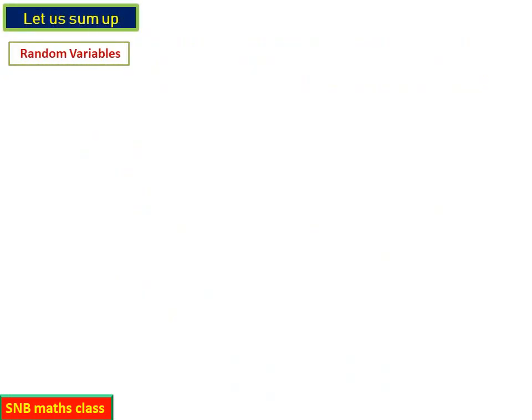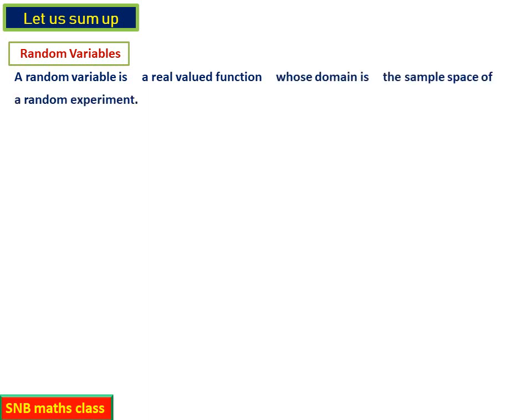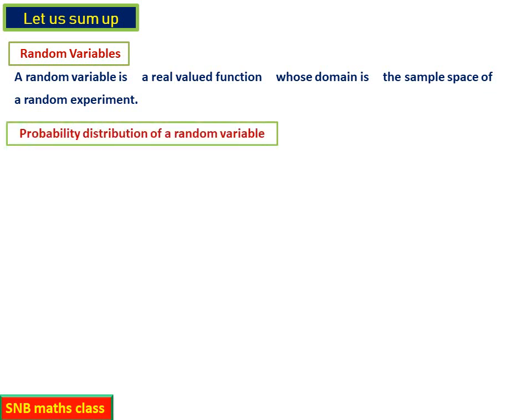Let us sum up now. We have defined a random variable: a random variable is a real valued function whose domain is the sample space of a random experiment. This is what we studied today. Students, please try to revise this.